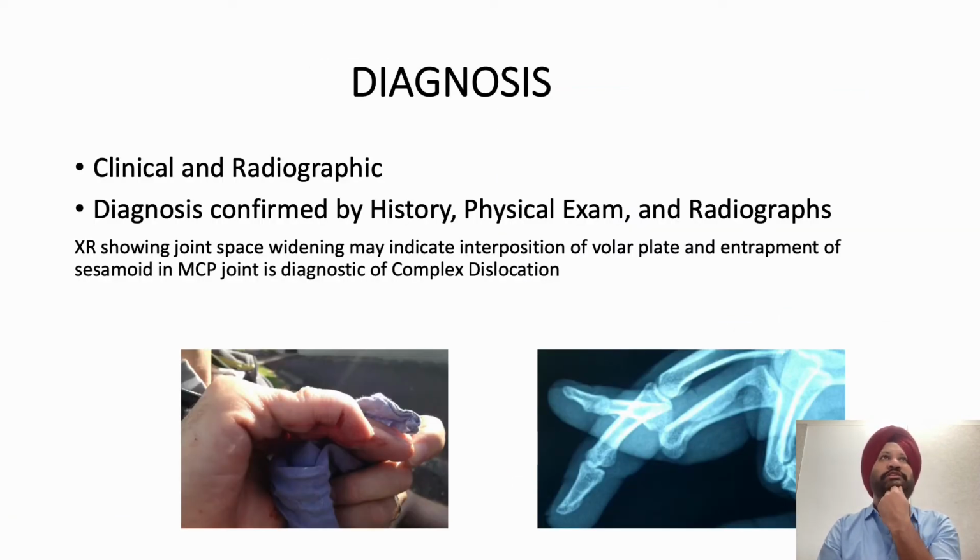Diagnosis, of course, is clinical. The finger is crooked, swollen, pale, bruised, open, or it can be radiographic. It can be confirmed by history, physical examination, and of course, radiographs. X-ray can show joint space widening and interposition of the volar plate or sesamoid, showing complex and simple dislocations.